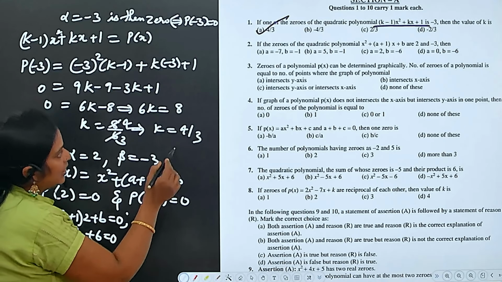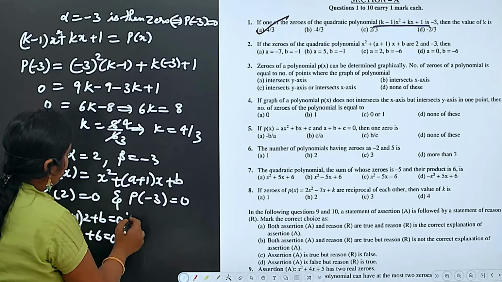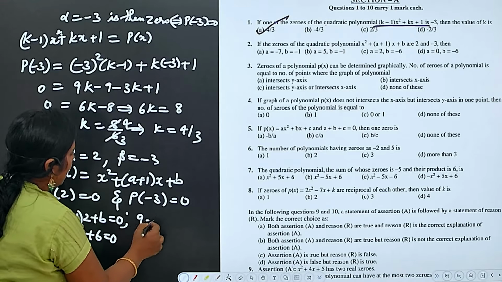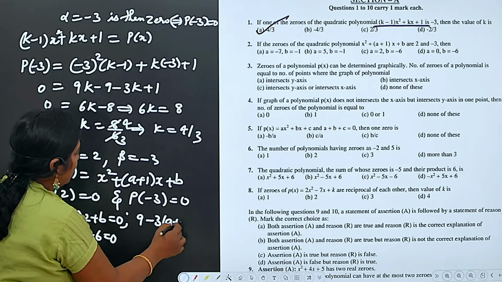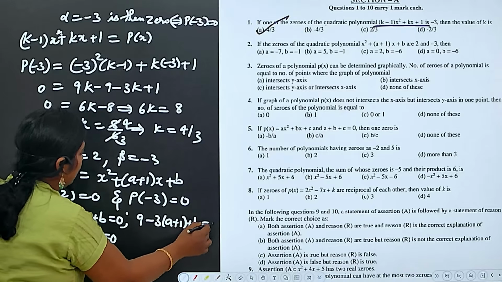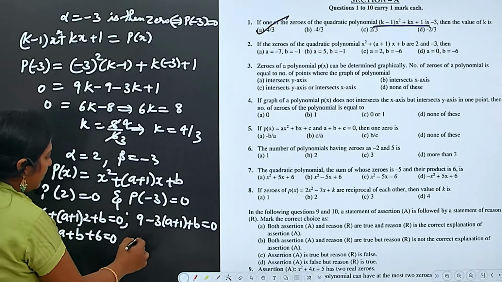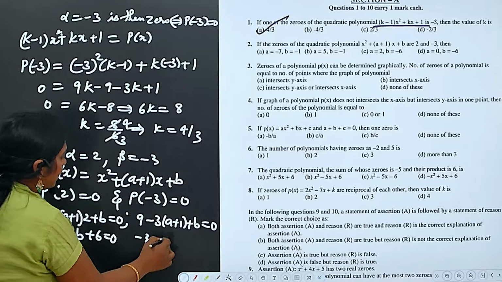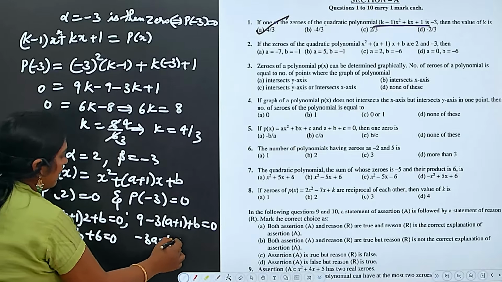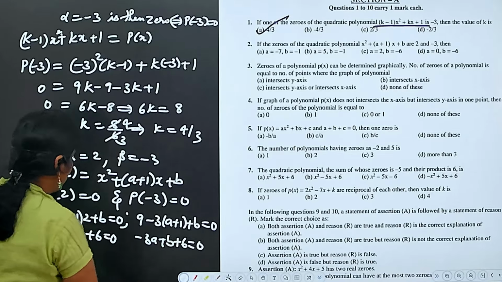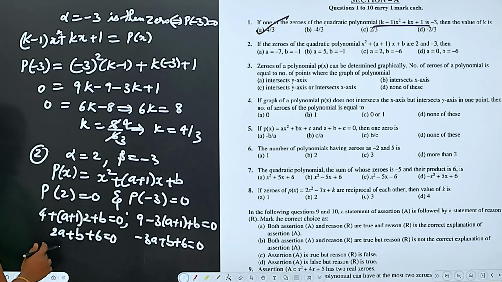P of minus 3 means minus 3 whole square means 9 minus 3 into a plus 1 plus b equal to 0. Here minus 3a plus b, 9 minus 3 plus 6 equal to 0. Solving of these two.